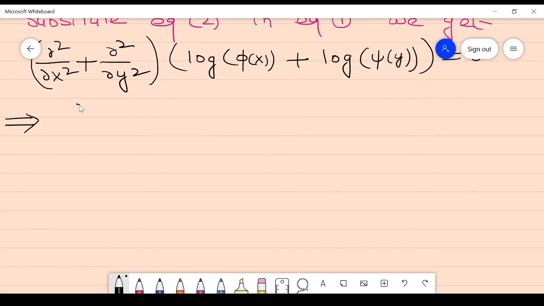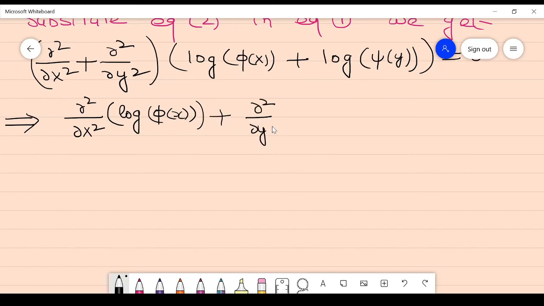So this can be written as ∂²/∂x² of log of φ(x) plus ∂²/∂y² of log of ψ(y), and this sum is equal to 0.